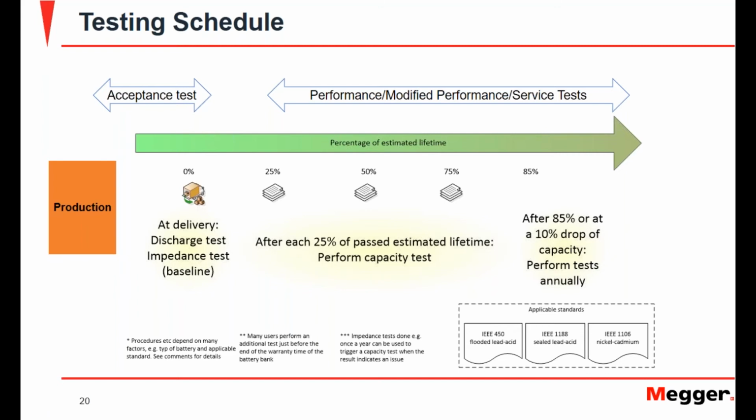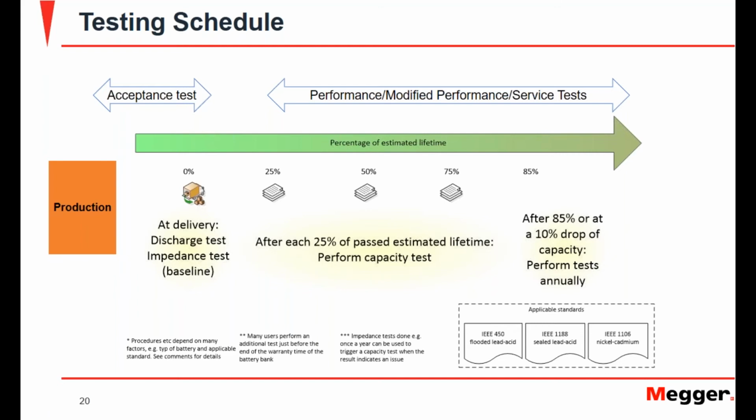That's the expected life of the battery, or you have completed 85% of the life of the battery. If you run a test there and the battery has a drop of 10% from the previous test, or the battery result is 85%, then you should test annually. So for the last 3 years of the battery, you are actually testing every year.